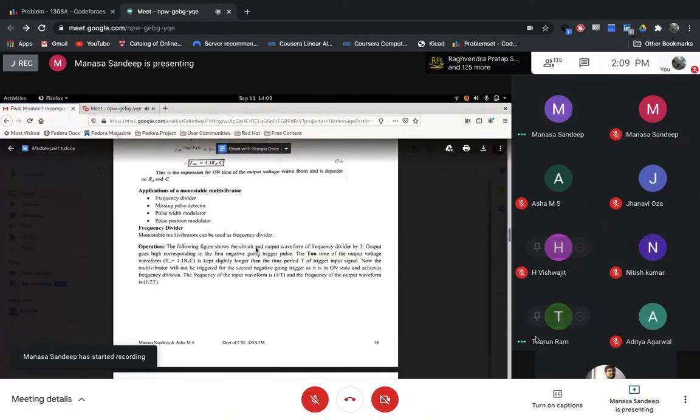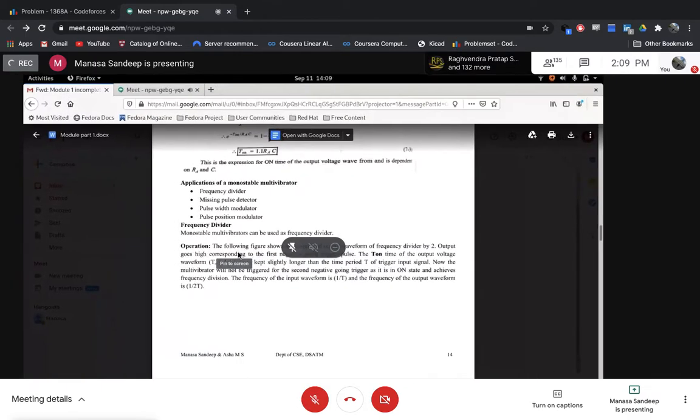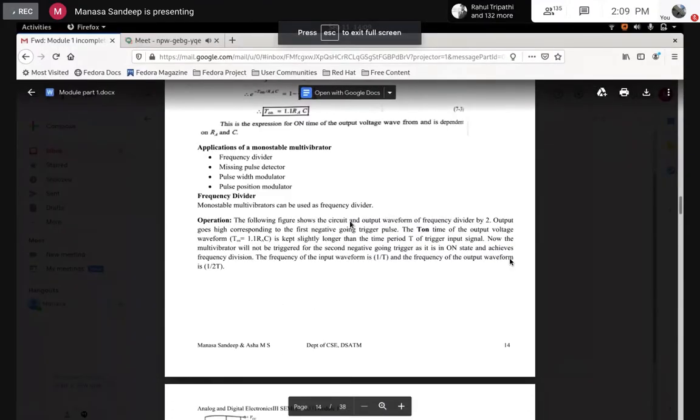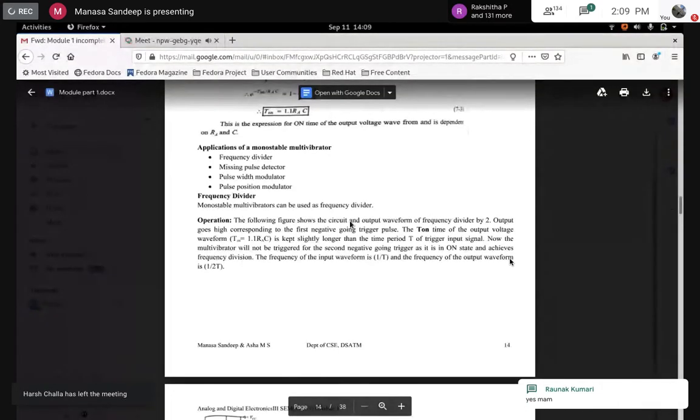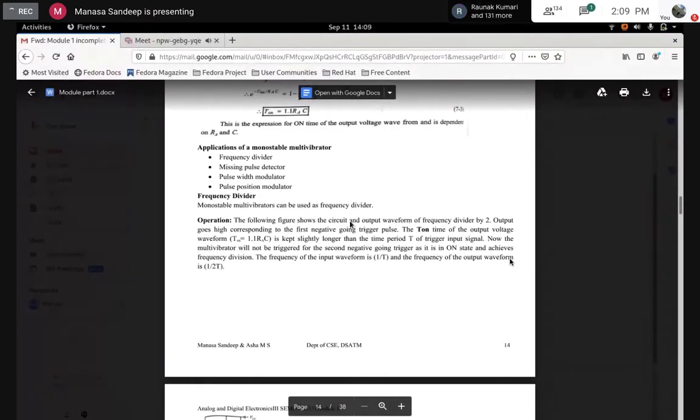Okay. So, good afternoon, students. In the last class, we discussed about the working of the astable as well as monostable multivibrator. So, in today's class, let's see the applications of both these monostable as well as astable multivibrator.